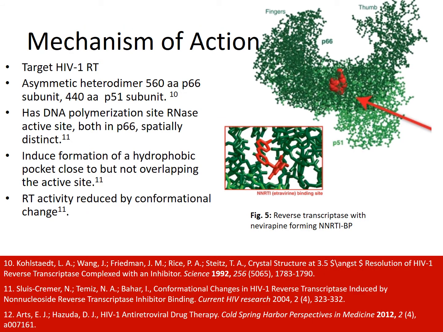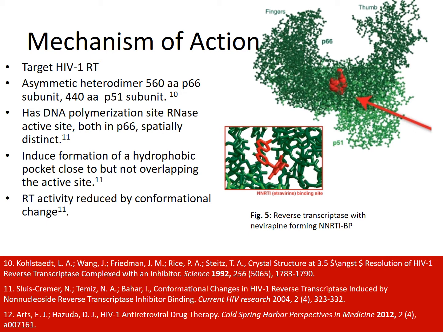NNRTIs bind to HIV-1 reverse transcriptase and, as I previously mentioned, cause a conformational change. The enzyme is a heterodimer, and you can think of it as a hand that grasps nucleic acids. The hand is formed by the p66 subunit, made up of 560 amino acids, and can be broken down into the subdomains of fingers and the thumb, as seen in Figure 5. The p51 is the other subunit, and that's comprised of 440 amino acids.